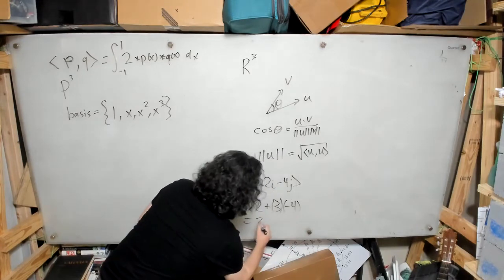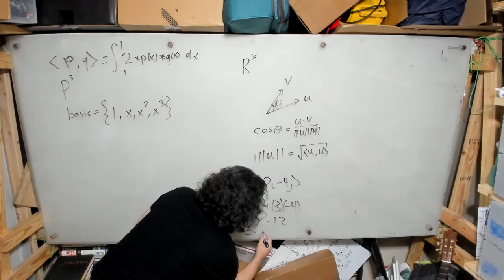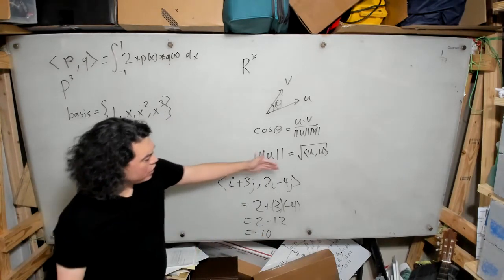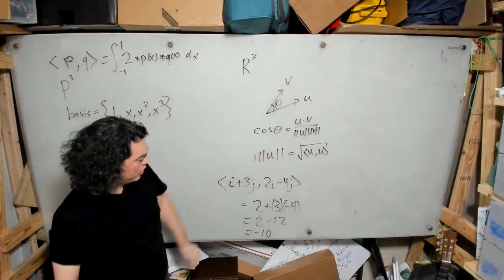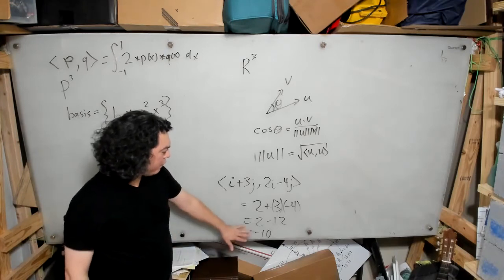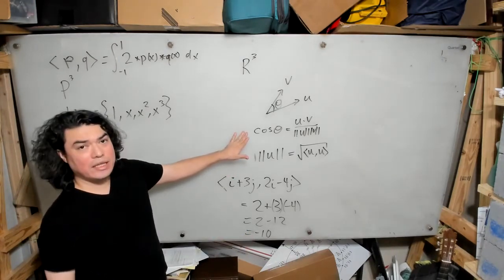Which gives me 2 minus 12, which gives me a dot product of negative 10. So I can calculate the dot product of these two vectors. And this can give me information depending on what kind of information I want. For example, let's say I wanted to get the theta for this.